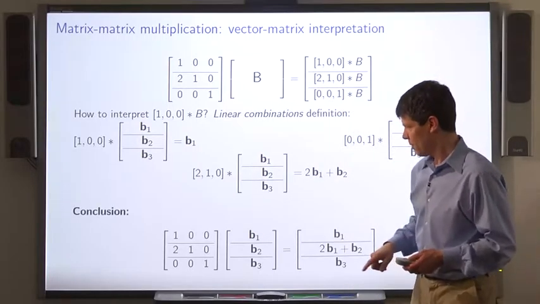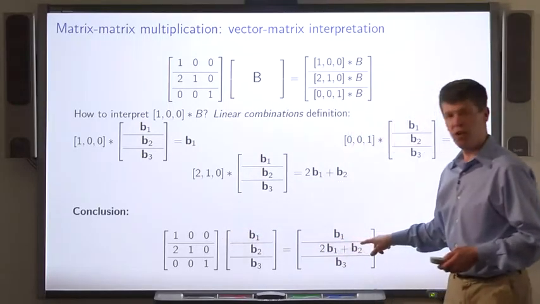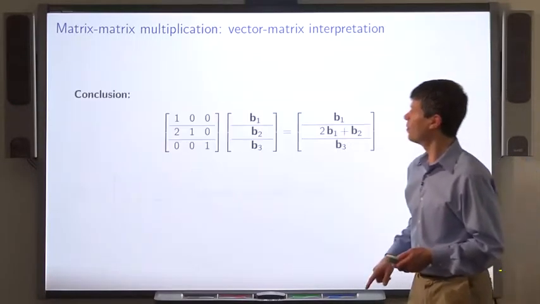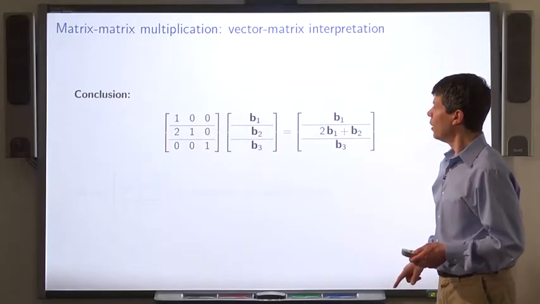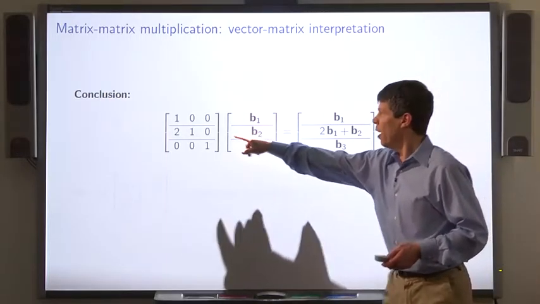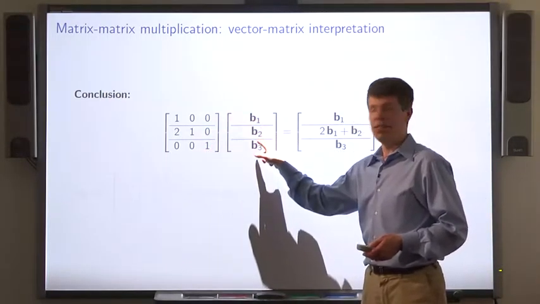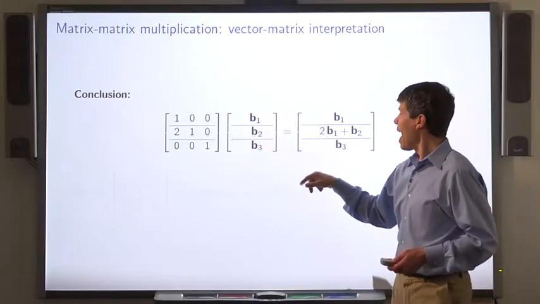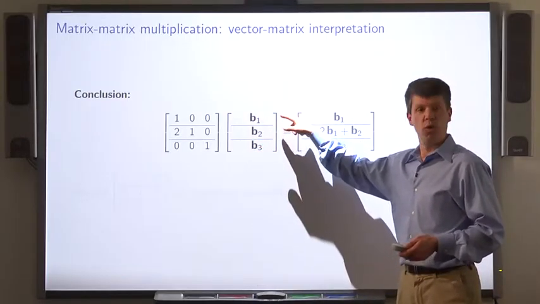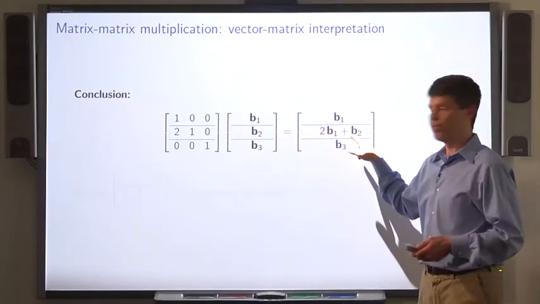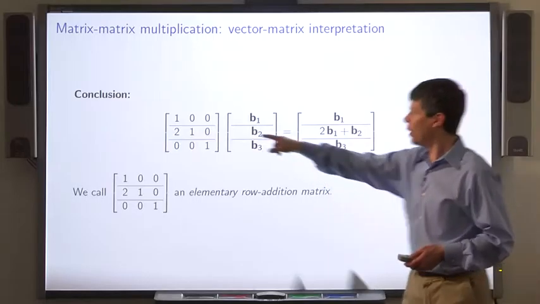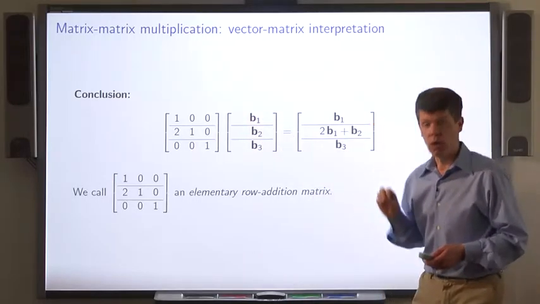So in summary, we get this product. So what is this doing? Multiplying this matrix by this matrix really adds twice the first row to the second row. For that reason, we call this an elementary row addition matrix.